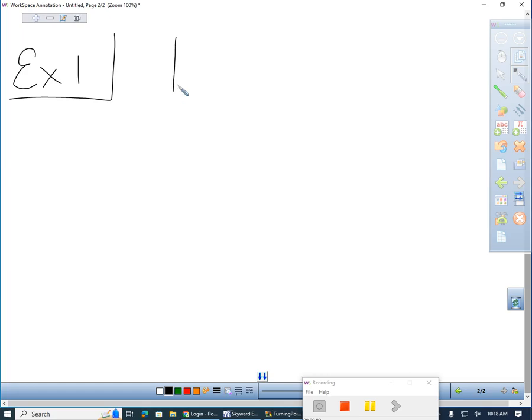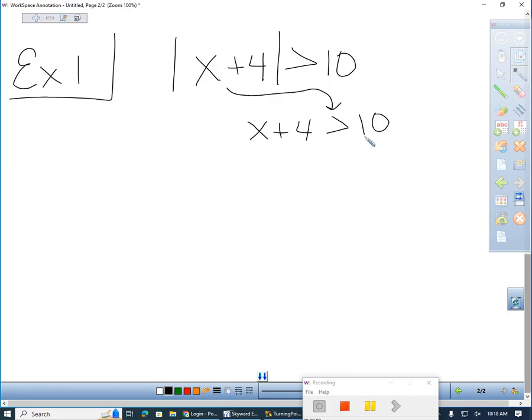Example number 1. We have the absolute value of x plus 4 is greater than 10. Is the absolute value all by itself? Okay, so first we're going to take this inside right over here. We're going to say x plus 4. We keep everything the same. The second one we write down, we're going to bring right over here to the left. I'm going to say x plus 4. We flip the sign and make it negative.